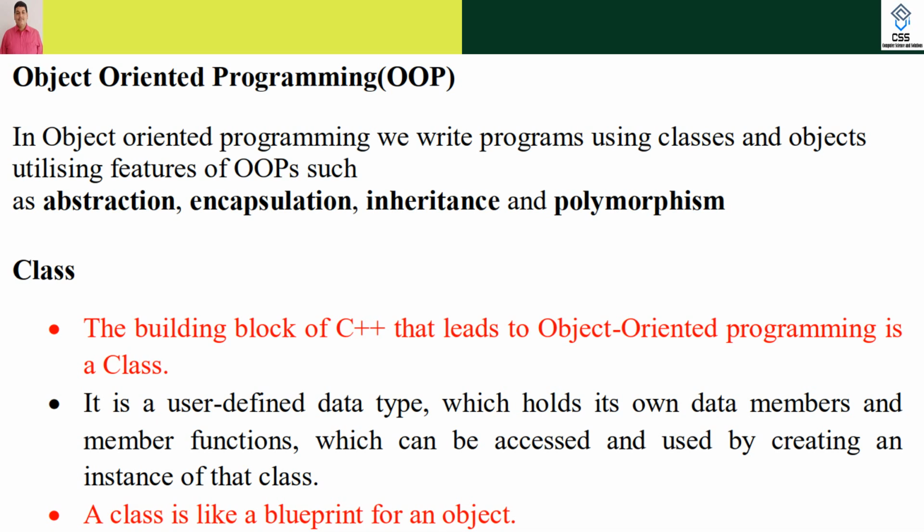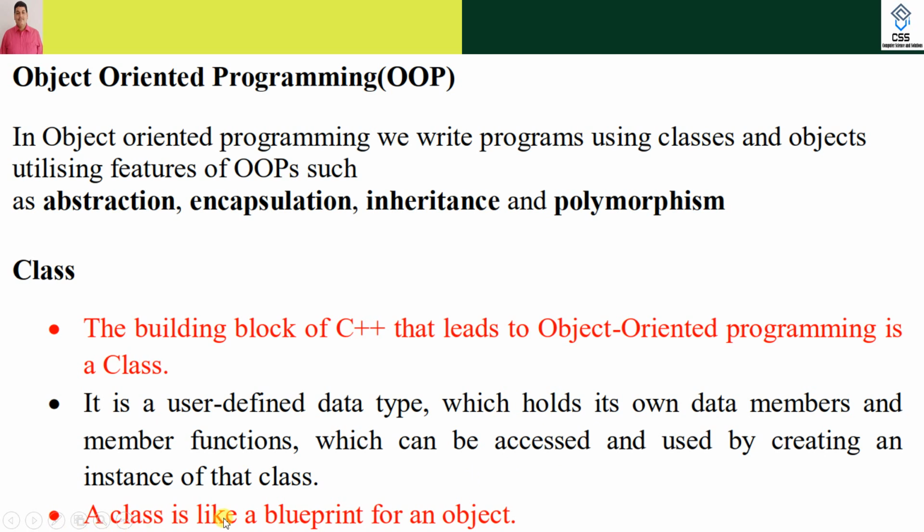The first concept of object-oriented programming is class. We know a class is a user-defined data type, which is an important characteristic of object-oriented programming. Hence, it can be defined as the building block of C++, which leads object-oriented programming. The best definition to remember: it is a user-defined data type which can hold members and functions, which can be accessed and used by creating the instance of the class. Instance is known as the object of the class. And remember why it is a user-defined data type, because it can store data members and member functions.